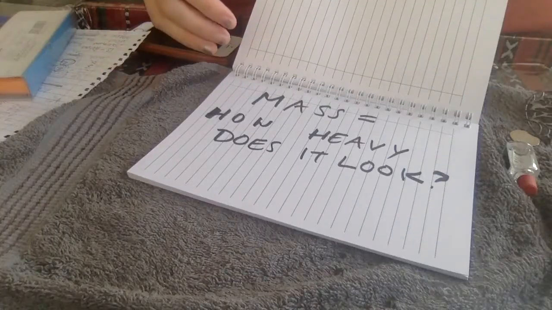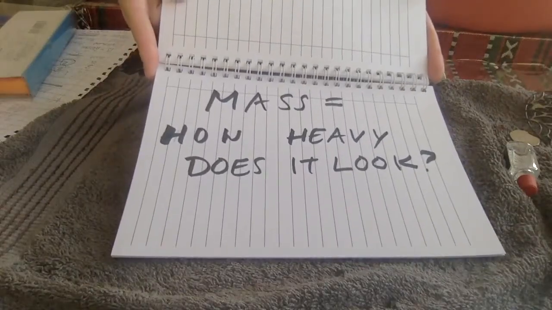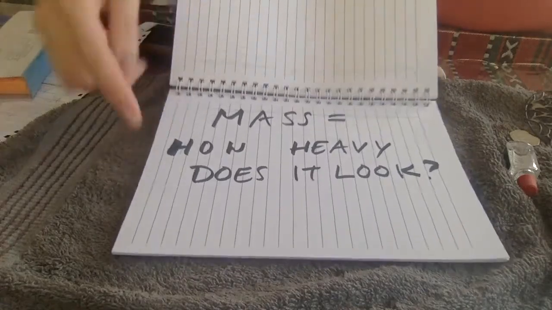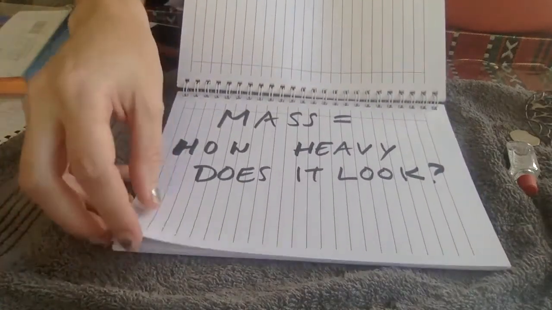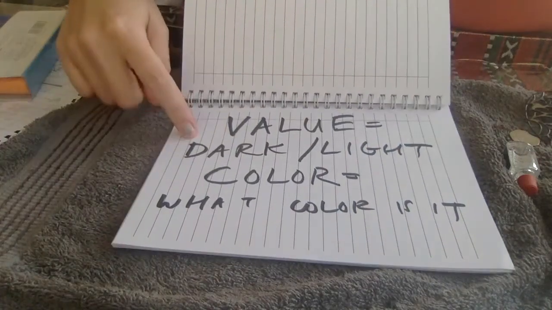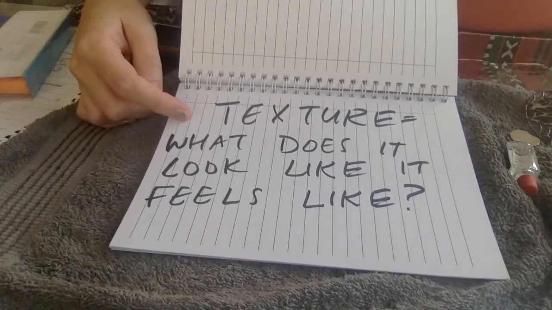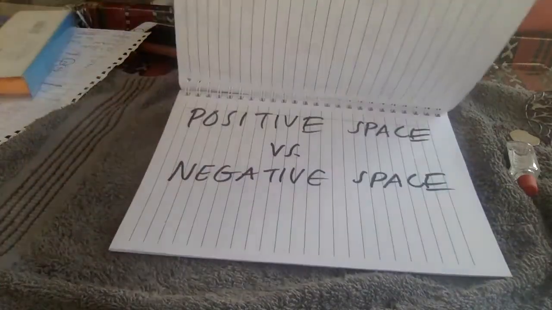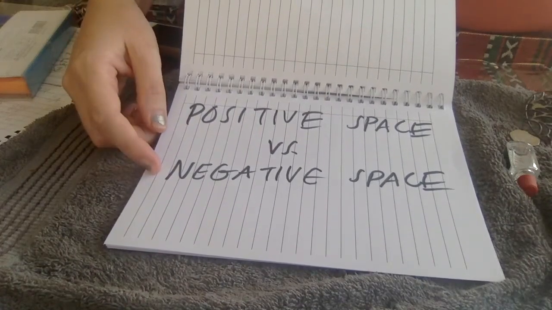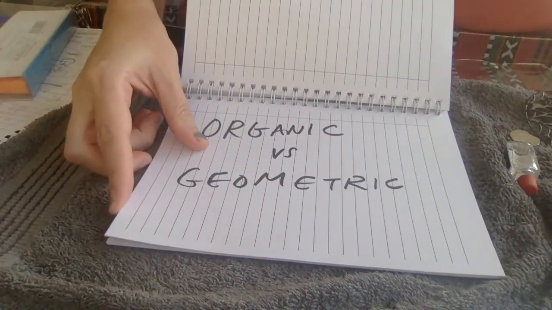Okay, so when you turn in your submission for your statement this time, I want an analysis of the object that you chose. I want you to say, what is the mass? Does it look heavy or light? I want you to say, value, is the object dark or light? And what color is it? What is the texture of your object? What does it feel like? Does the object have any negative space? What is the negative space in the object? And is it organic or geometric?